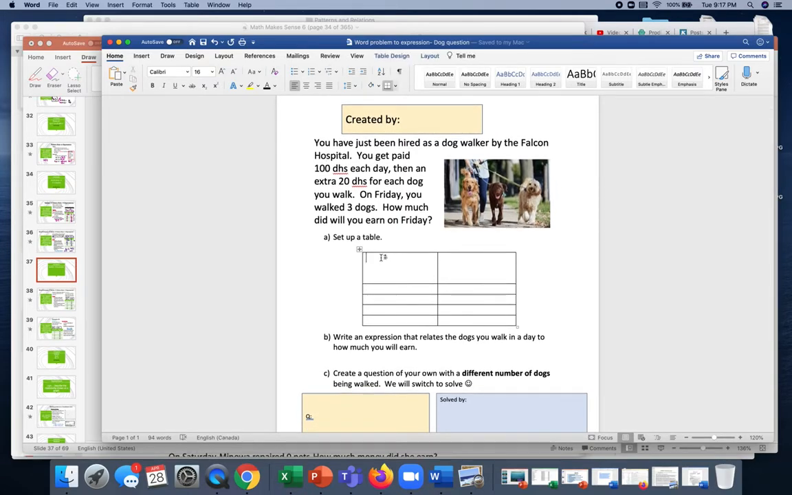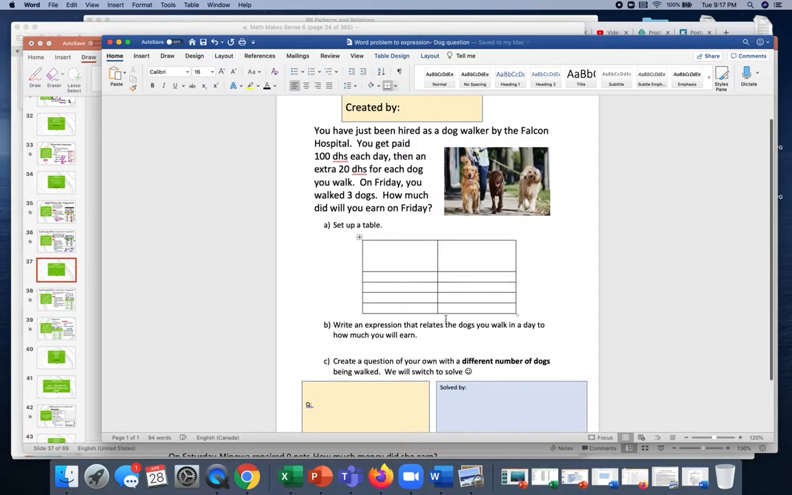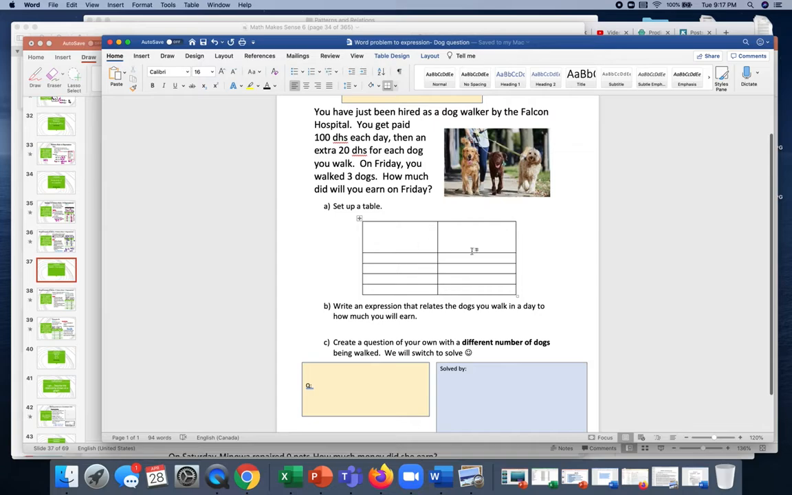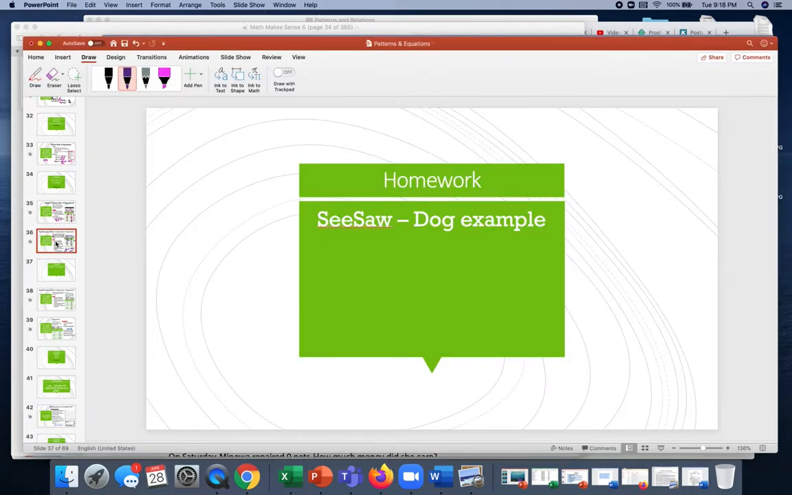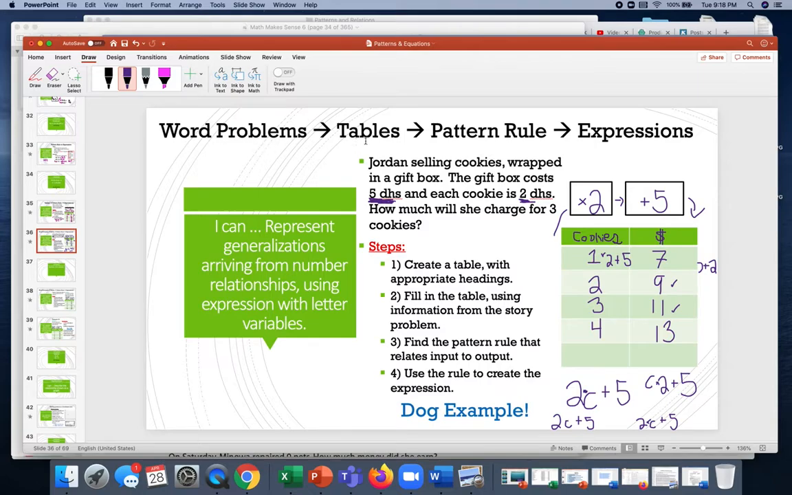First of all, set up the table. I want these to be appropriate headings, not input, output. It needs to be appropriate based upon what's happening in the story problem. Then you need to set up what's going to go here and then what would go over here, okay? Then once you have the table, so that's what we practice, right? Our first thing that we have to do is turn the word problem into a table, then into a pattern rule, and then into the expression.